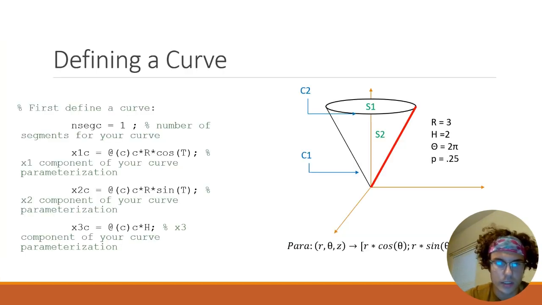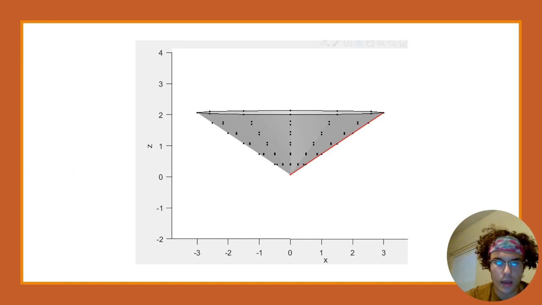So next was defining a curve. I chose the curve here that's showing at an angle. You can see how I defined it here. It's going to vary along our x3 coordinate, varying with c. And then here's how it plots. So we can clearly see that it plots along the side.